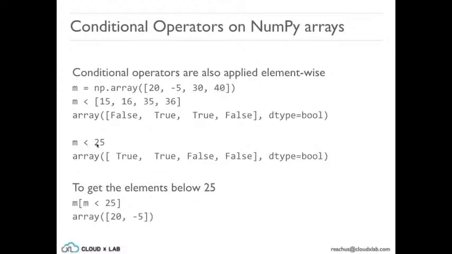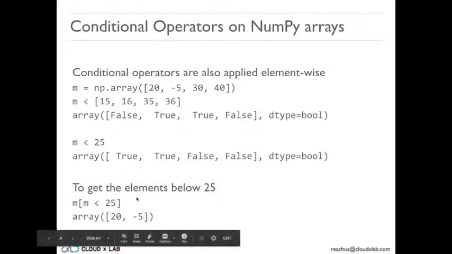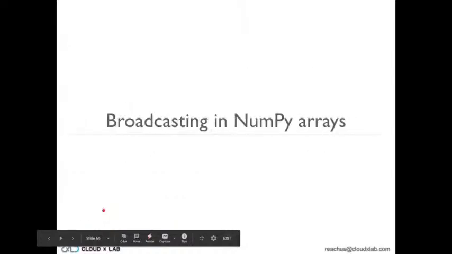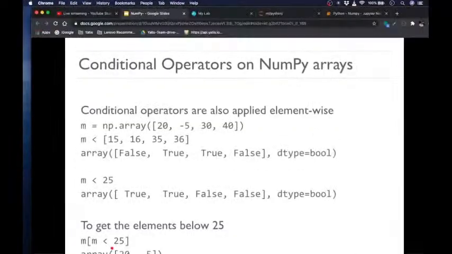Or as another example, I can use 25 here. Now, if I do this comparison, m is less than 25, and I just want to find the items where the individual values are less than 25, I can just use this also. For example, I take m and say, in m, give me the values less than 25, and I would get something like this. Okay, so we will see that before we go to broadcasting.